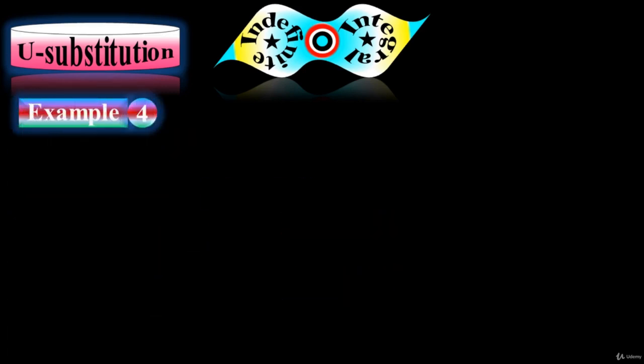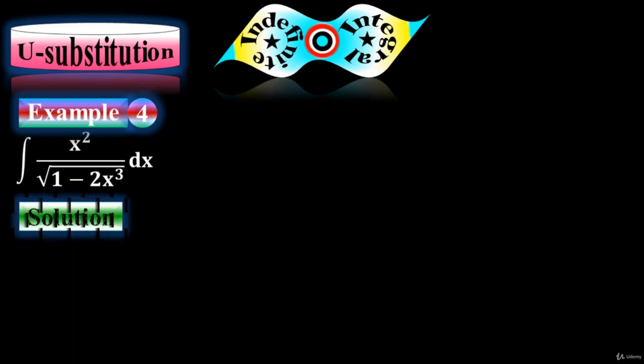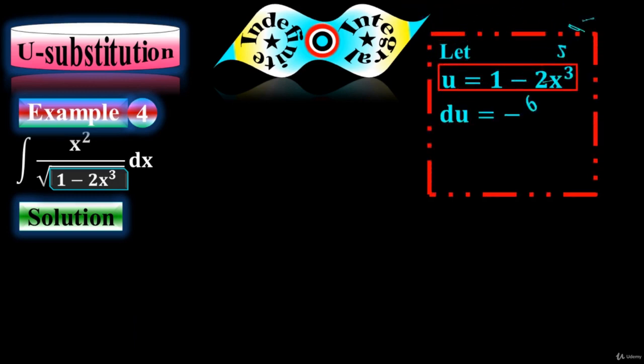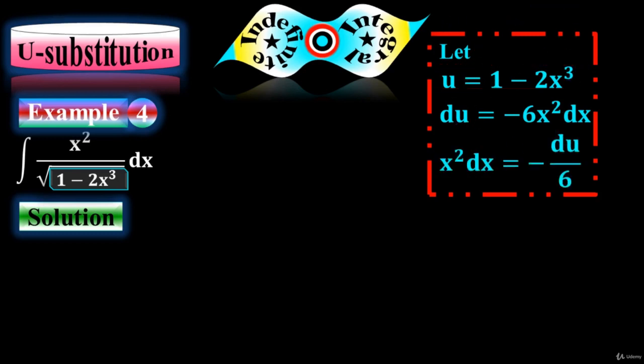Example number 4. Integral of x squared over the square root of 1 minus 2 times x cubed dx. Solution. Let's suppose 1 minus 2 x cubed equals u. Take the derivative on both sides. We have now du equals minus 6x squared dx. Separate the x variable and we have x squared dx equals minus du over 6.